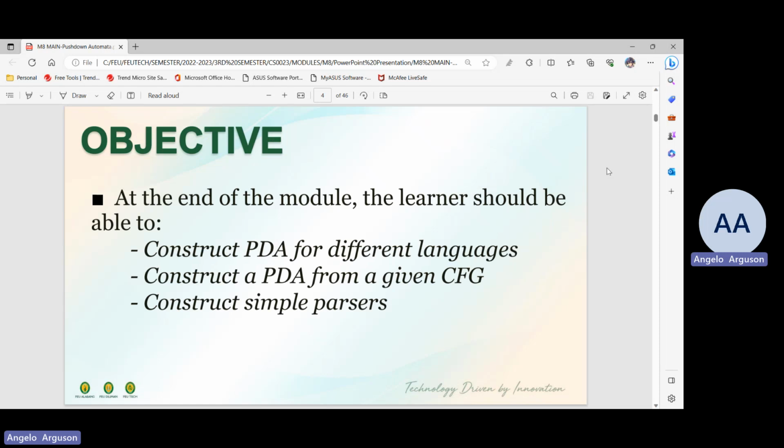At the end of the module, the learner should be able to construct PDA for different languages and construct PDA from a given CFG. We might not be able to construct a simple parser as part of the lesson for today, but we will have it on the second meeting.